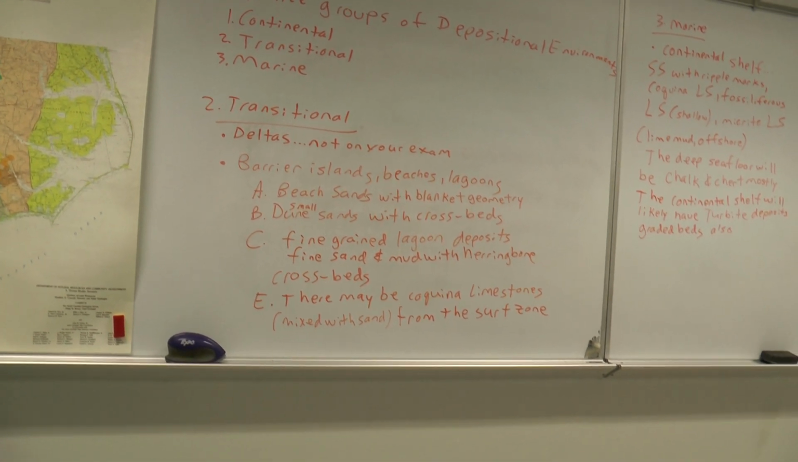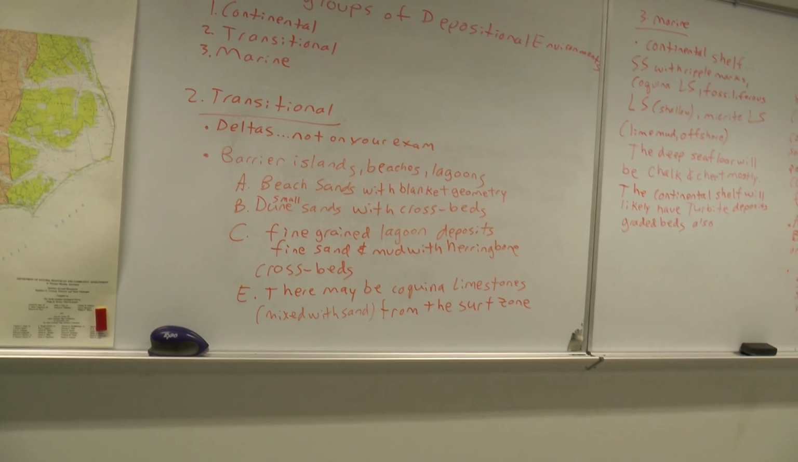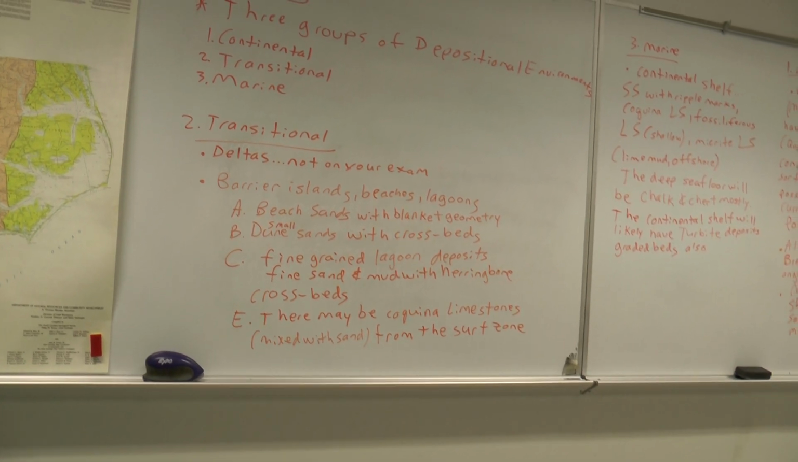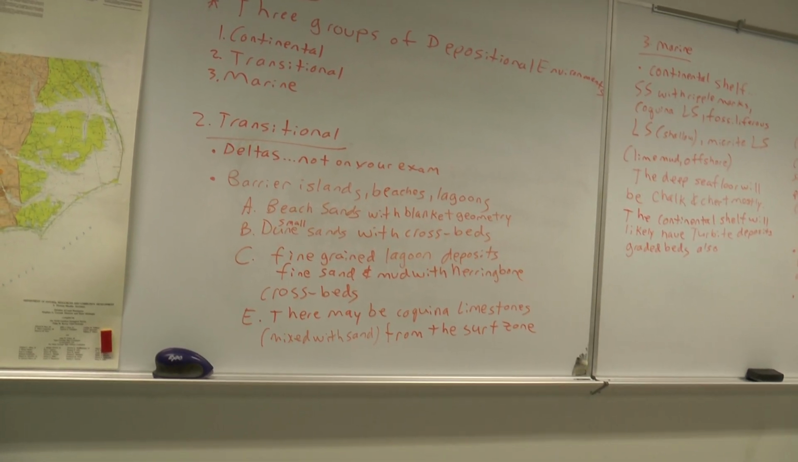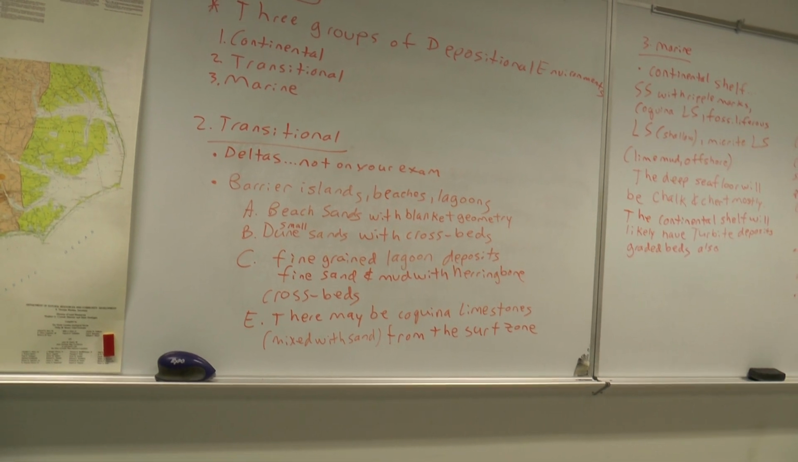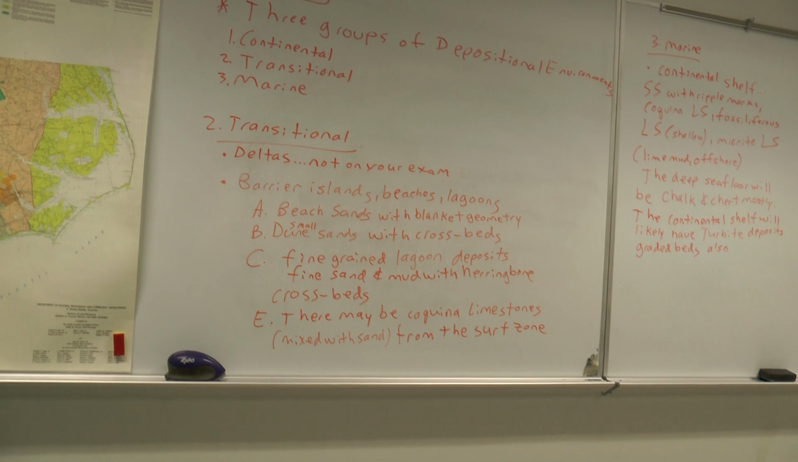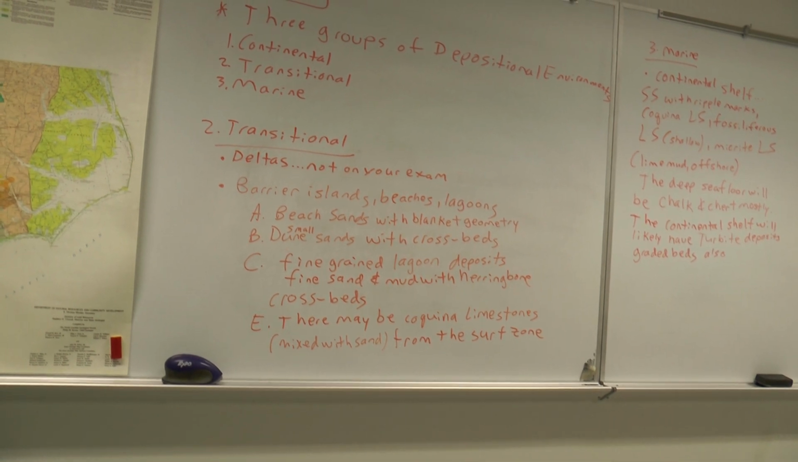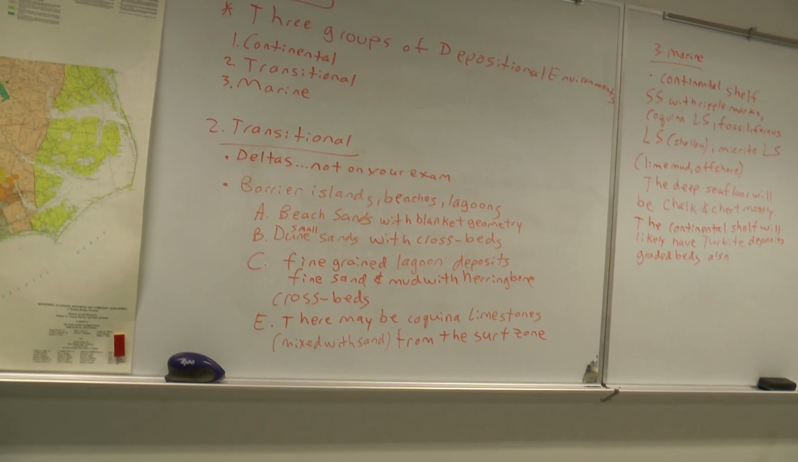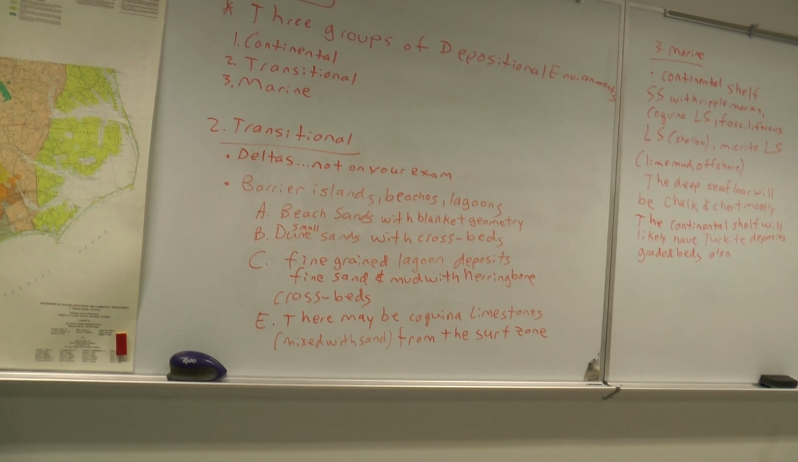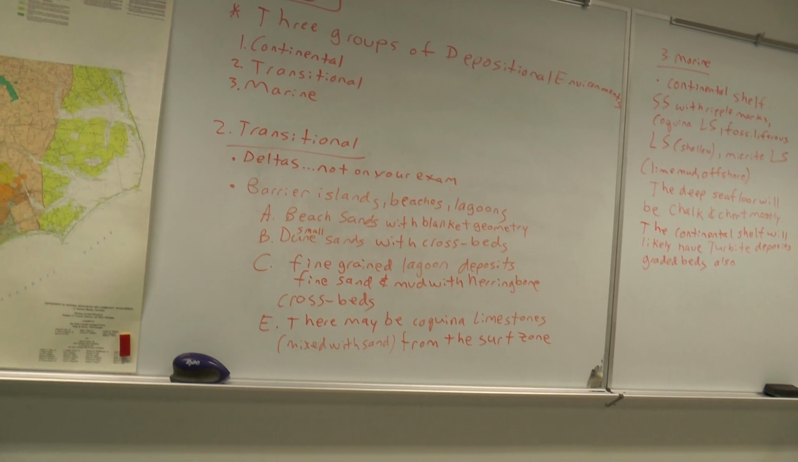There in E, there may be coquina limestones, meaning that it's basically sand grains and seashell fragments in a calcite cement. The people that took Earth Science Lab last semester were able to see a coquina limestone. It's the one that looked like a Rice Krispie treat. So you may find coquina limestones from the surf zone. Surf zone, of course, is where the waves break.